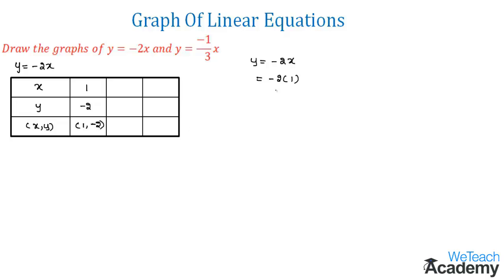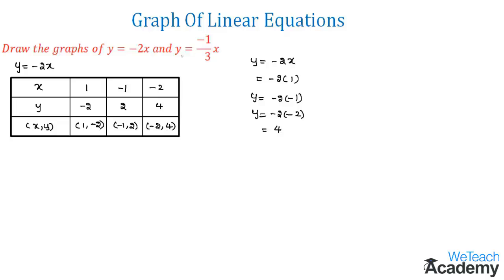Now let us consider the x value as minus 1. Then we get the y value as minus 2 into minus 1. On multiplying minus 2 and minus 1, we get 2. Then we get the next ordered pair as minus 1 comma 2. Now let us consider the x value as minus 2. Then we get the y value as minus 2 into minus 2, which implies 4. So we get 4 as the value of y, and the next ordered pair is minus 2 comma 4.